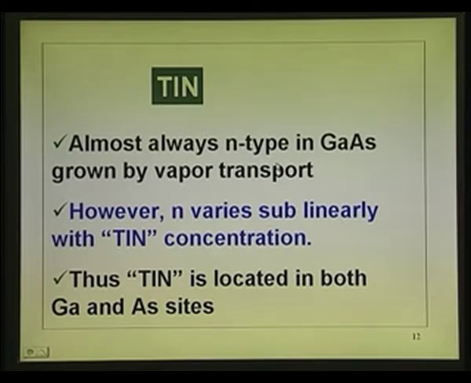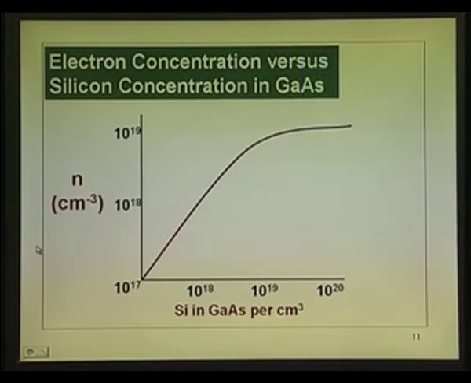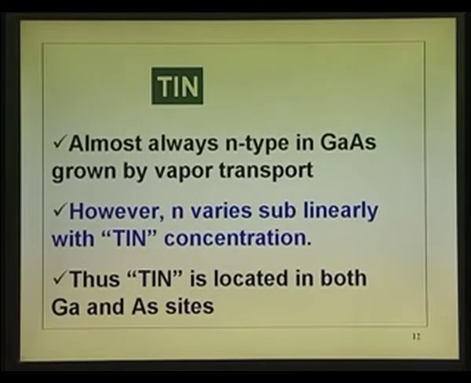Now, just a few examples where you can see tin follows the same rule. It can go either way and it becomes n type, but there is a donor, the fourth group tin sitting in the third group site, the gallium site, and it becomes nonlinear after some time. That is exactly like the case of silicon. That is what we mean by that. So, tin also behaves sublinearly, implying tin is located in both gallium and arsenic sites as you increase the concentration. All right.